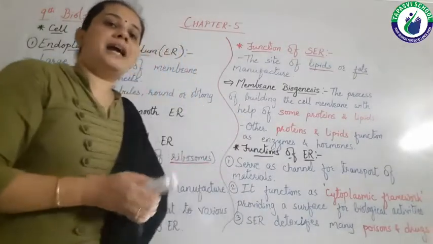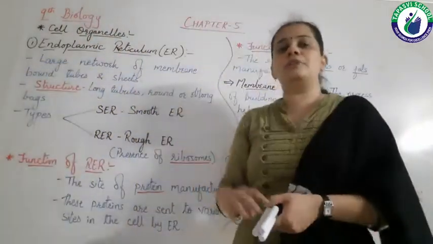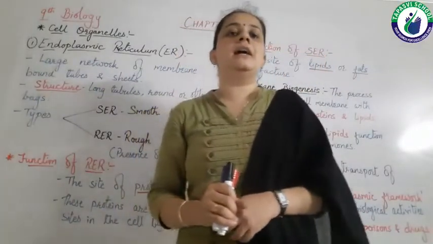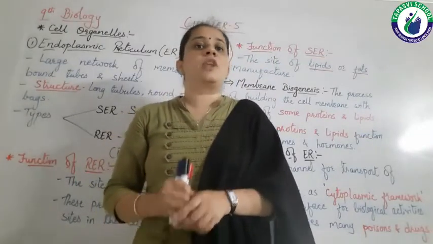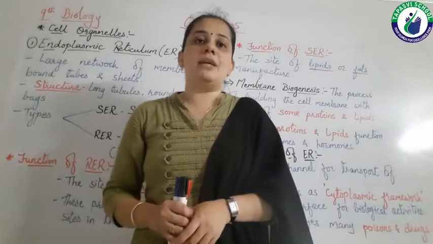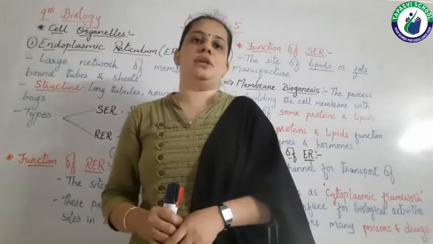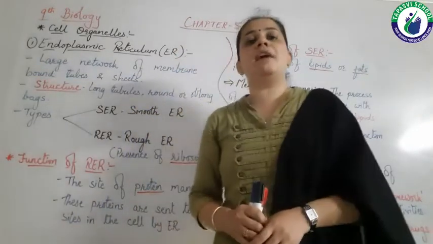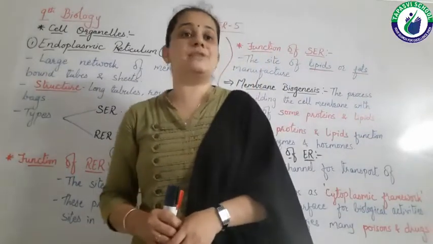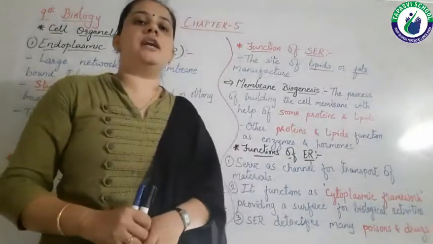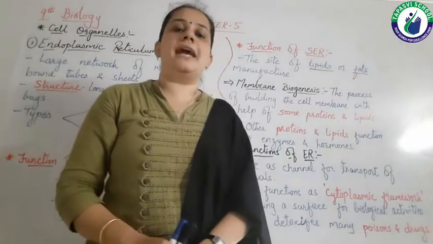Now you might have a question: ma'am, what are enzymes, what are hormones? Hormones we have already studied in previous classes, in 8th standard. Hormones are chemicals which are produced directly in the blood stream. Various hormones are produced in our body. So some of these proteins and lipids function as hormones, and some other proteins and lipids function as enzymes.